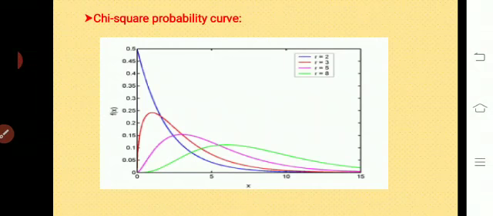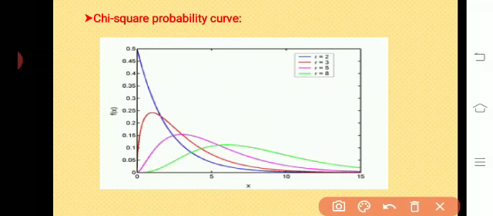Now if we draw the chi-square distribution, then the chi-square distribution curve is like this. This is the chi-square probability curve.